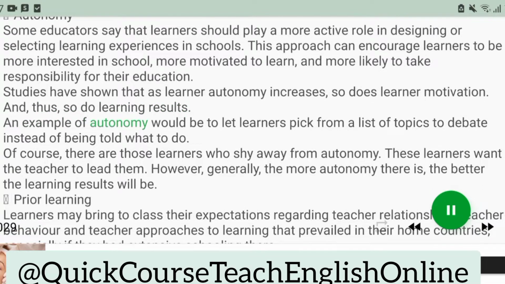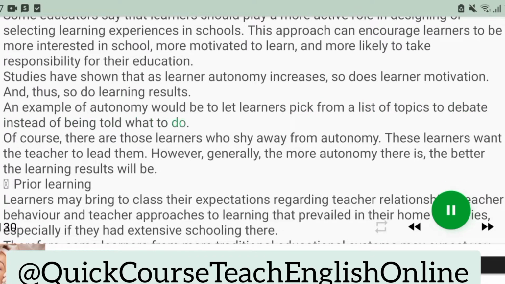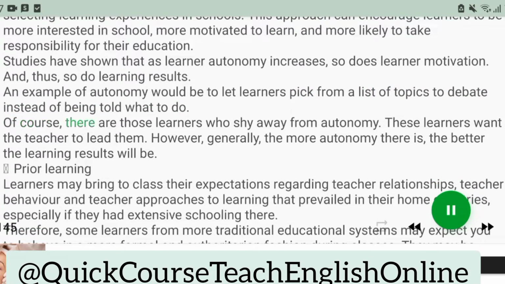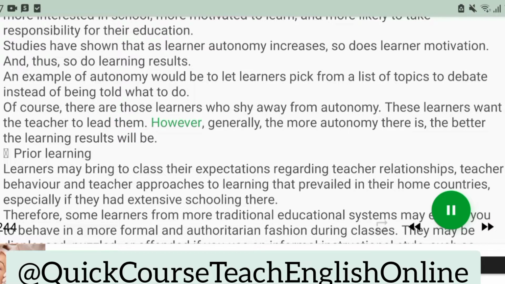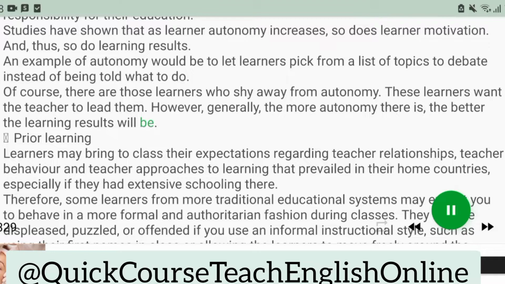An example of autonomy would be to let learners pick from a list of topics to debate instead of being told what to do. Of course, there are those learners who shy away from autonomy. These learners want the teacher to lead them. However, generally, the more autonomy there is, the better the learning results will be.